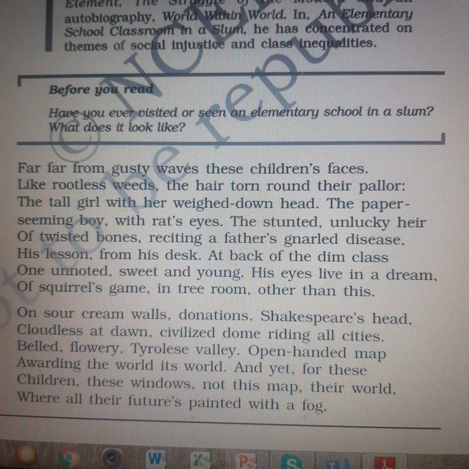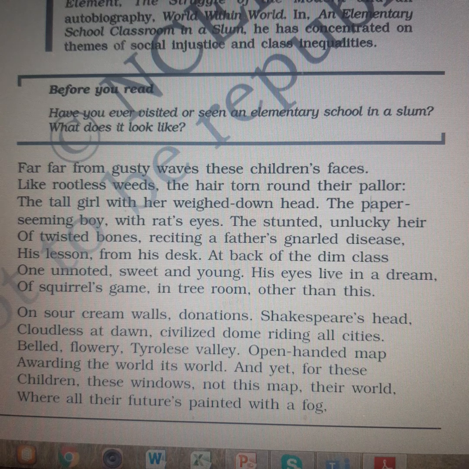Good morning, students. In the last video class, I had given you a detailed explanation of the first stanza. Let me just recapitulate it once so that you can understand what we had read in that last stanza. Children, stanza 1 describes the impoverished and miserable plight of the children in that elementary classroom.